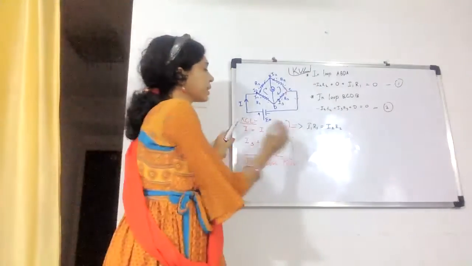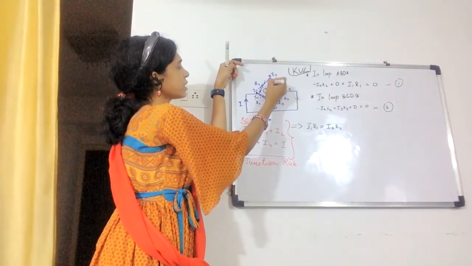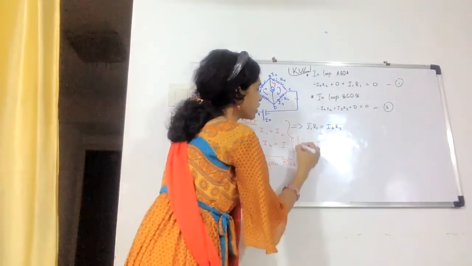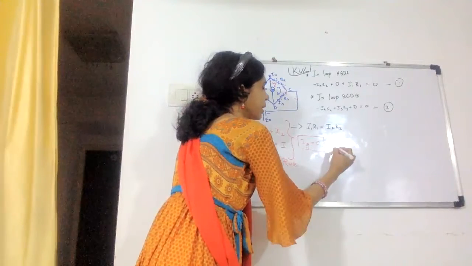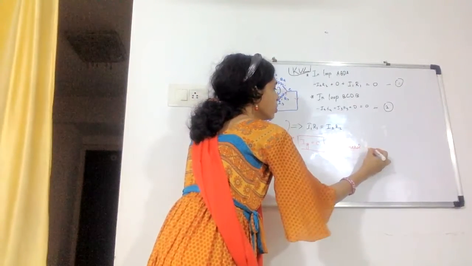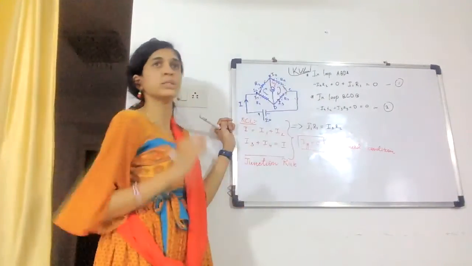KCL understood, first and second equation done. And from the same equation, can I say this Ig is 0? Why are we taking Ig as 0? Because this Wheatstone bridge is balanced. In the balanced condition, the current passing through the galvanometer is taken as 0. So this Ig is 0.